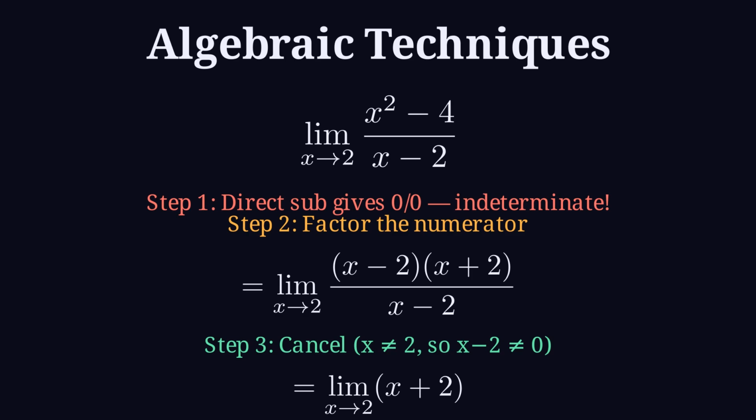When direct substitution gives 0 over 0, the most common fix is factoring. Take the limit of x squared minus 4 over x minus 2 as x approaches 2. Plugging in 2 gives 0 over 0, indeterminate.